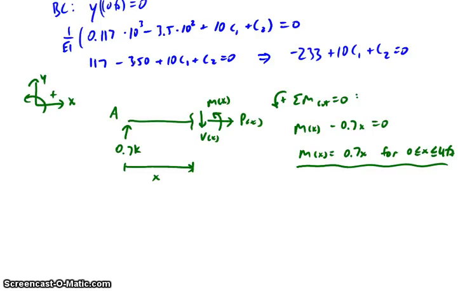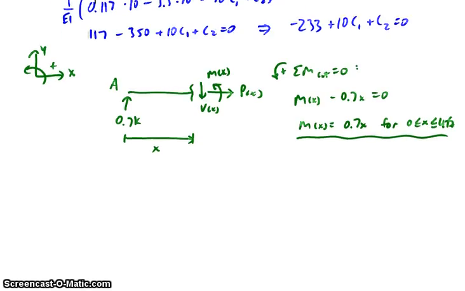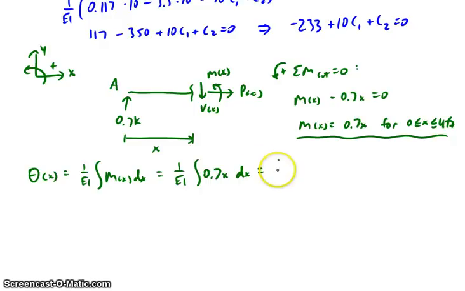Just like we did with the last segment, we're going to integrate that twice. The first integral will give us the rotation equation. So that is going to be 1 over EI times the integral of M of X dX, since our EI is constant. That's going to be 1 over EI times the integral of 0.7x with respect to x, which will be 1 over EI times 0.35x squared plus C3.